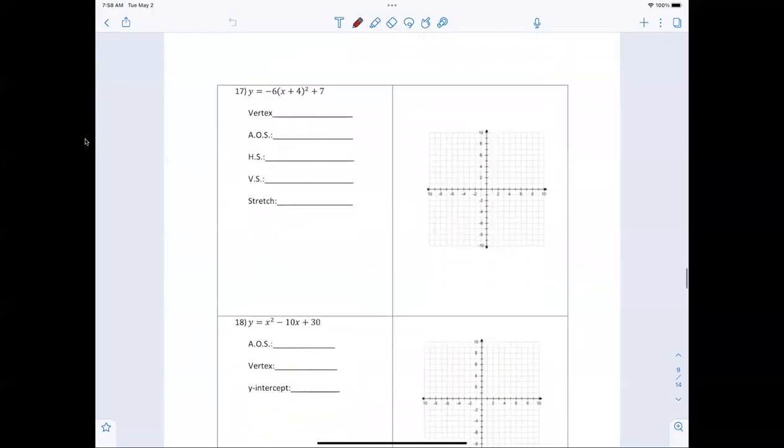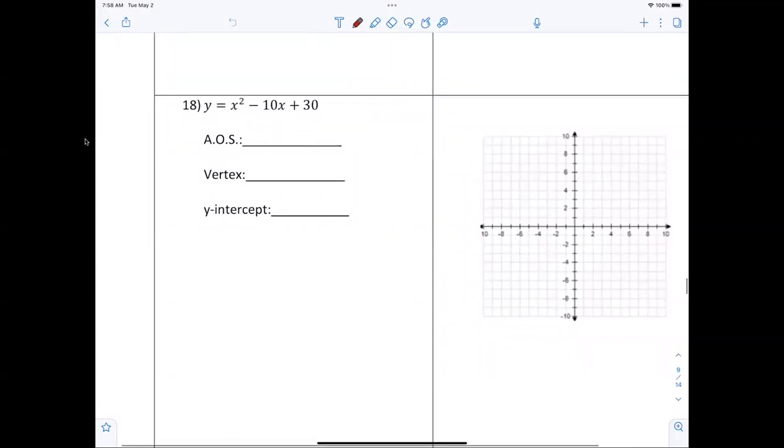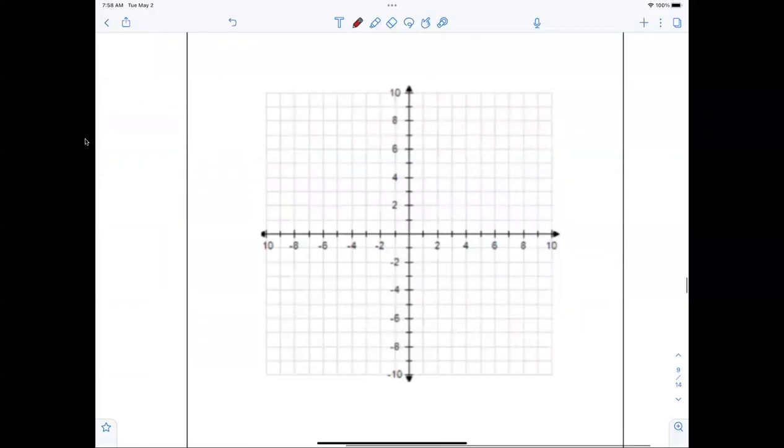Let's take a quick look at 18 now. Here again, we would say the axis of symmetry is x equals negative b over 2a, which is 10 over 2, which is 5. So then the vertex would be 5 comma what? That's what I got, 5 comma 5. Anybody have a problem with that? And then the y-intercept is 0 comma 30. Obviously I'm not going to plot the point 0 comma 30, so what we're going to do is just go over to 5, 5.